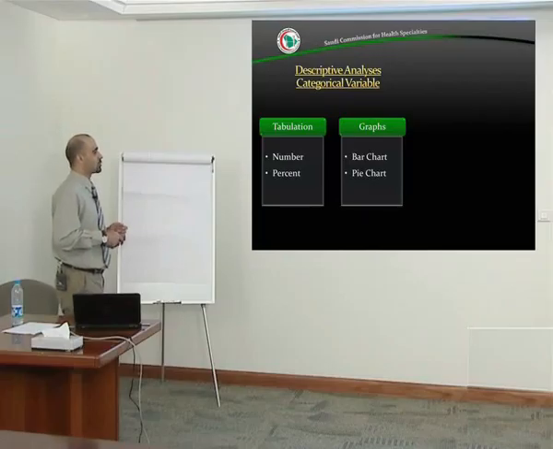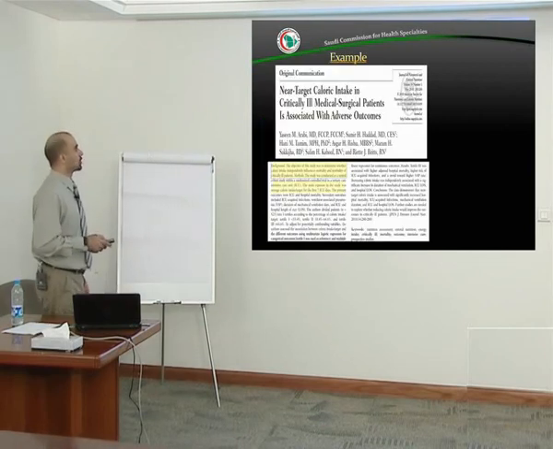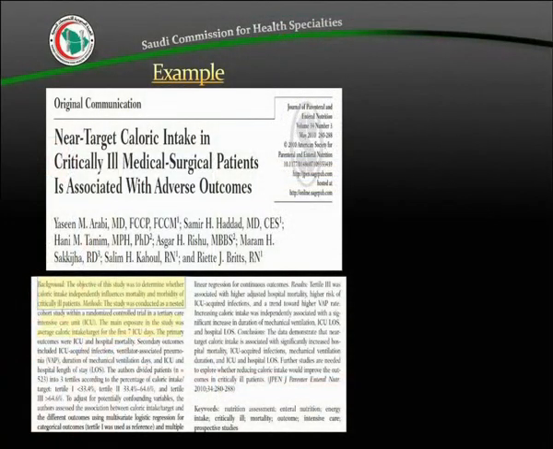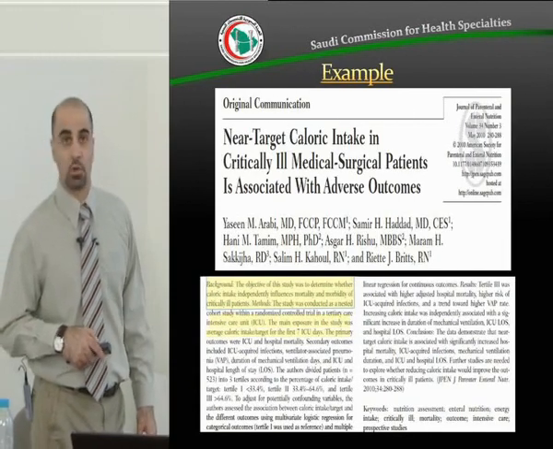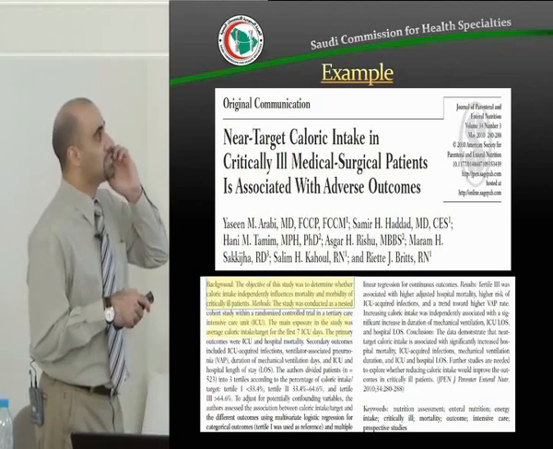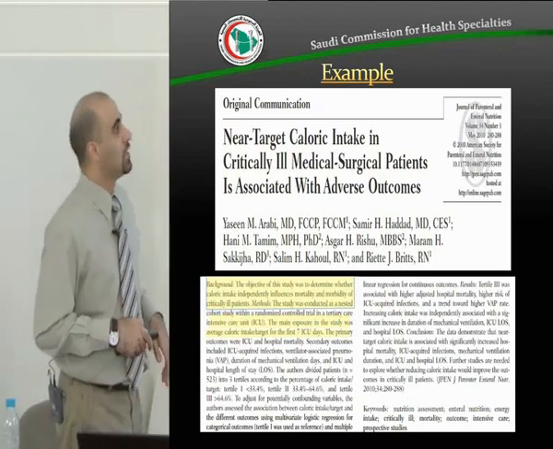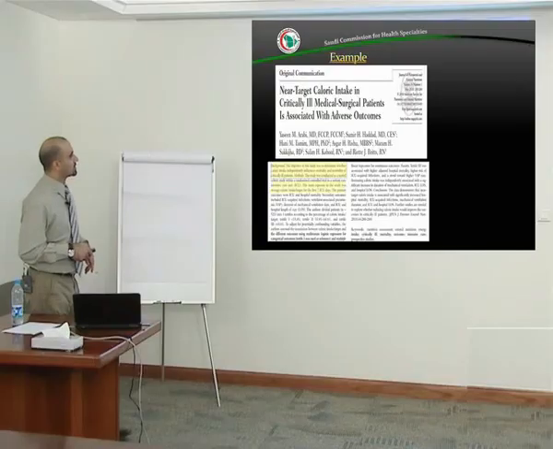For graphs, I have the bar chart and pie chart. An example is a study that we carried out about near target caloric intake in critically ill medical surgical patients being associated with adverse outcomes. You remember when I told you even the title sometimes gives the results or the conclusion? Look at this. Here it's telling you near target caloric intake is associated with adverse outcomes. So it's giving you part of the results in the title. Anyway, the objective was this and so on and so forth.